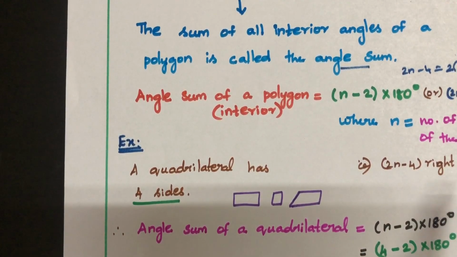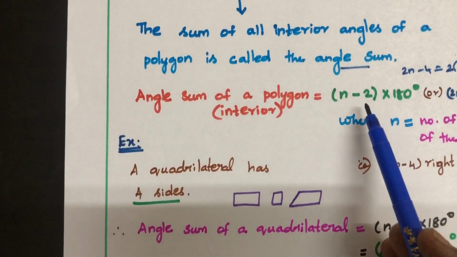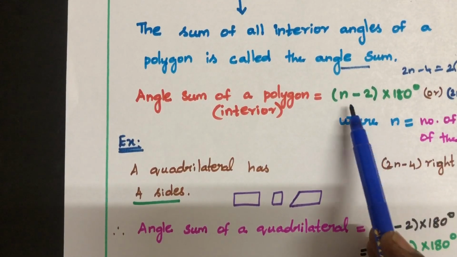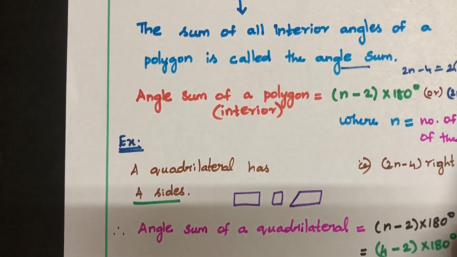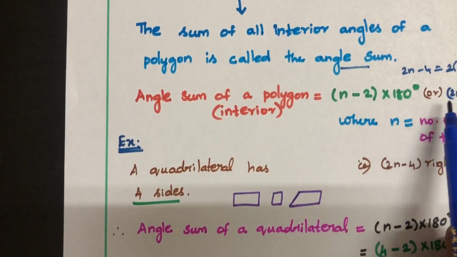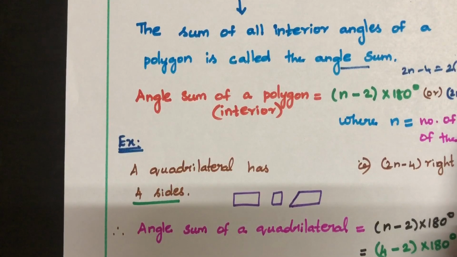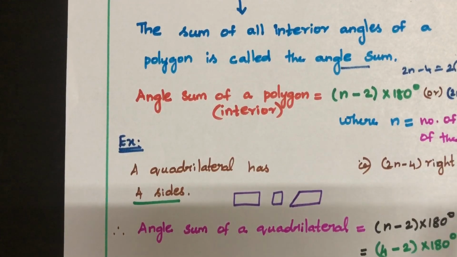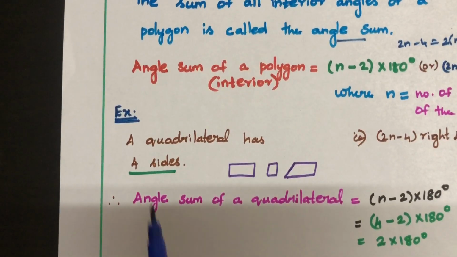It may come in a 1 mark question or a choose the best answer question also. It may look like this or like this. So you need to be thorough with these two things: (n minus 2) into 180 degrees, or (2n minus 4) into 90 degrees, or 2n minus 4 right angles. We will see some examples.